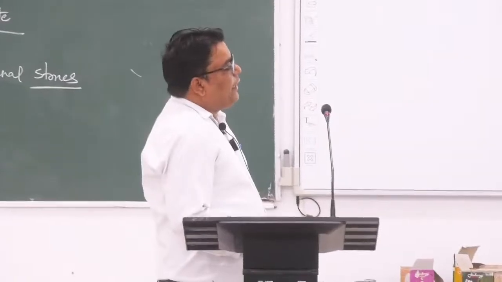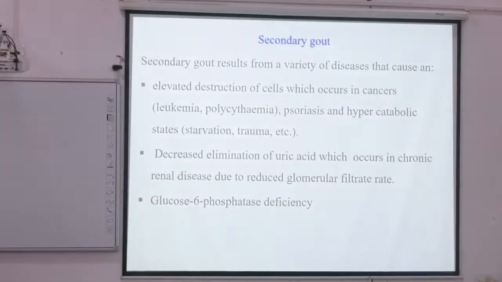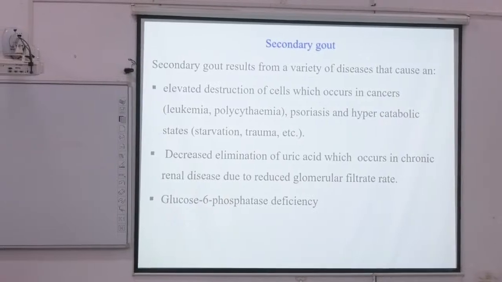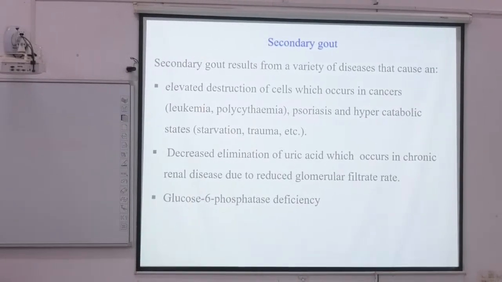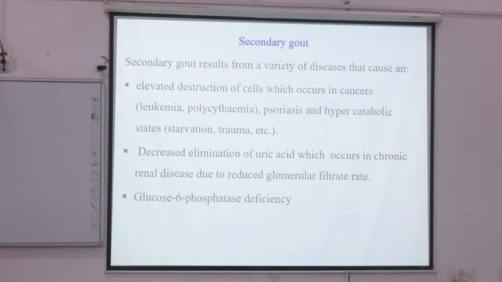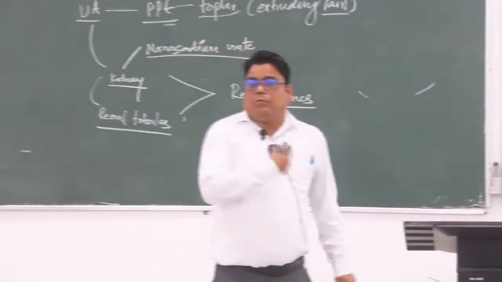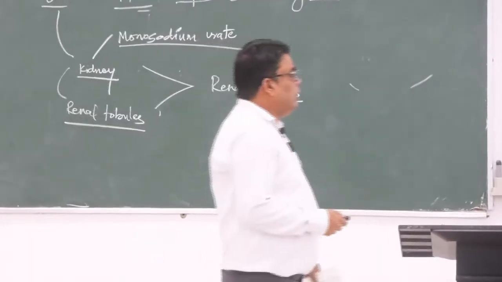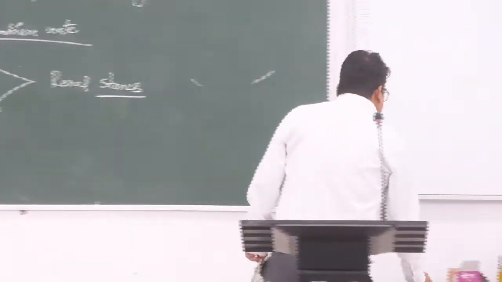Decreased elimination of uric acid occurs in chronic renal disease due to reduced GFR. And the last one is glucose 6-phosphatase deficiency. That is not a single point. You understand the basic concept, how it leads to an increase in uric acid, how it increases the uric acid in glucose 6-phosphatase deficiency.